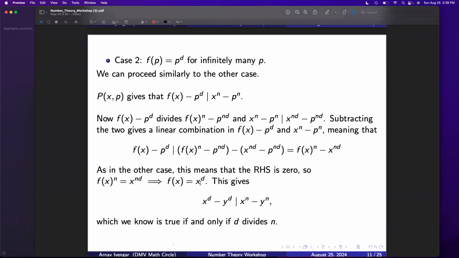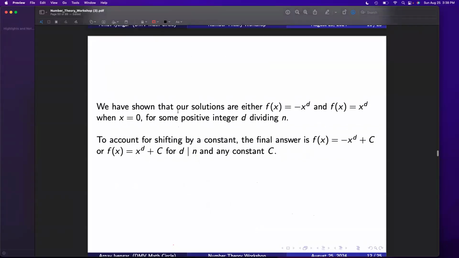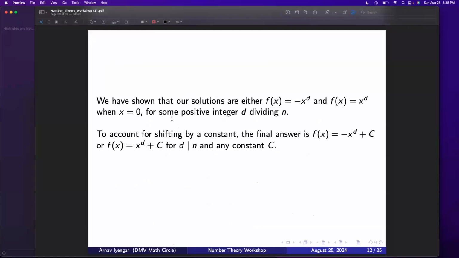Yeah, I agree, this is a fire problem. So we have our solutions. We're going to be powers of x to the d for some d dividing n. And then at the end, we shifted by a constant. Well, d equals 0 isn't a problem because that would imply that f is constant at 1, and the left-hand side is going to be 0, but the right-hand side's going to be non-zero for most x and y.